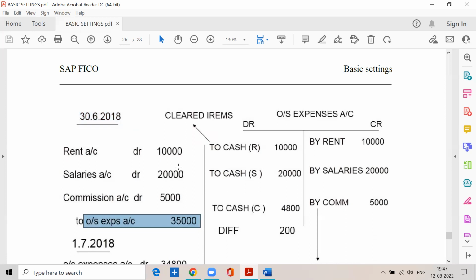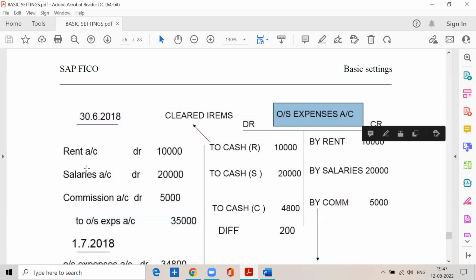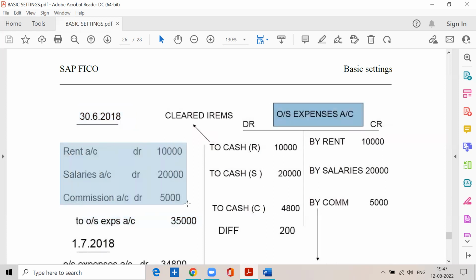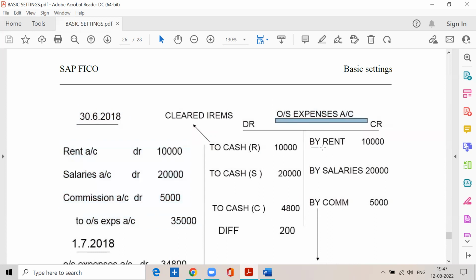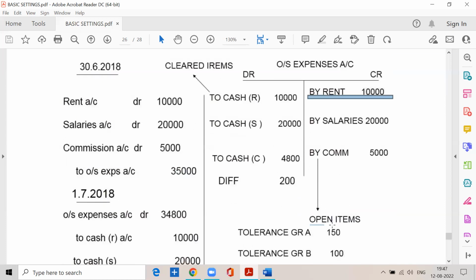Now, if you prepare the ledger account for the outstanding expense account, these three line items are posted to the credit side: by rent, 10,000; by salaries, 20,000; by commission, 5,000. Did you pay these items? No, they're pending for payment. So the system will display these three lines in red color, meaning open items. I hope till now it's clear for everybody.